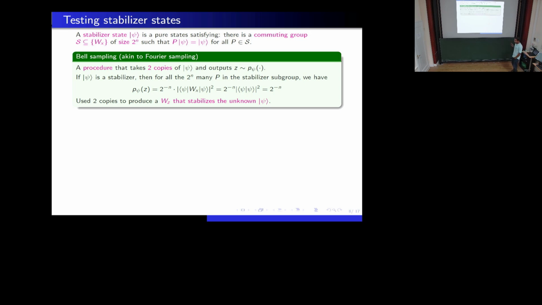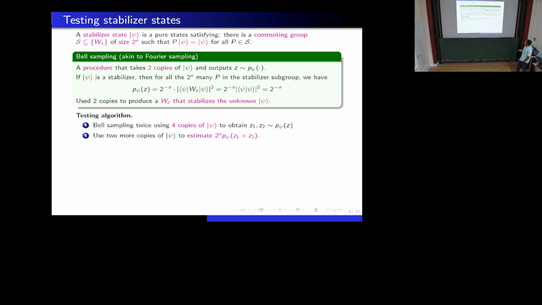So this was unknown for a very long time, but only 3-4 years back, this was completely resolved. Given that stabilizer states have been studied so well in quantum, we didn't know how to test them efficiently until just a few years back. And the protocol is actually pretty simple. The idea is you do Bell sampling twice. So you take 4 copies, you get a Z1 from this distribution, Z2 from this distribution, and you use 2 more copies and you just estimate this. Forget the renormalization, just estimate this. I've not told you how to estimate it, but let's say you can estimate it efficiently with just 2 more copies. And if it's close to 1, you accept, otherwise you reject.